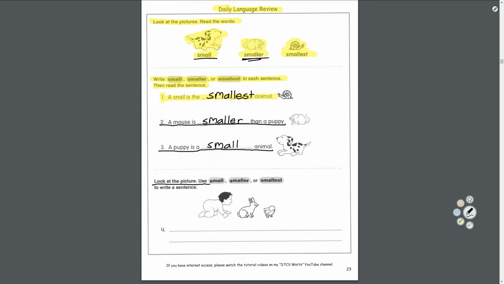Look at the pictures. Use small, smaller, or smallest to write a sentence. Okay, what do we got? We got a baby, a bunny, and a chick. Why don't we say a chick is smaller than a baby? Down here. Uppercase at the start of every sentence. A chick is smaller than a baby. Period. There we go. That looks good. A chick is smaller than a baby.